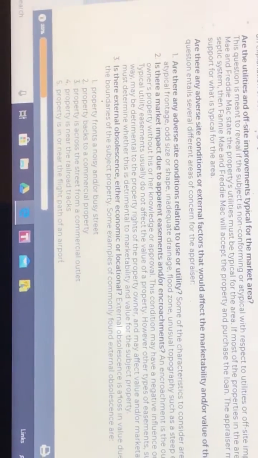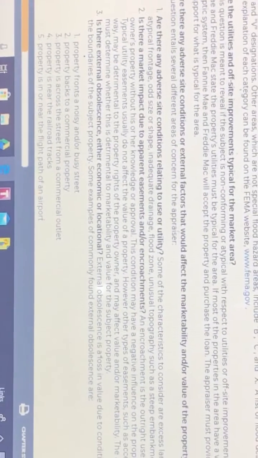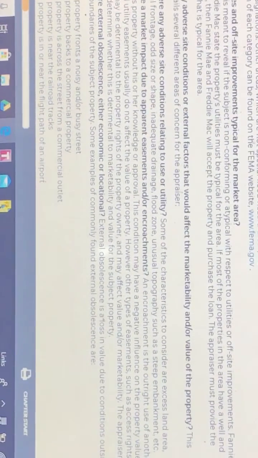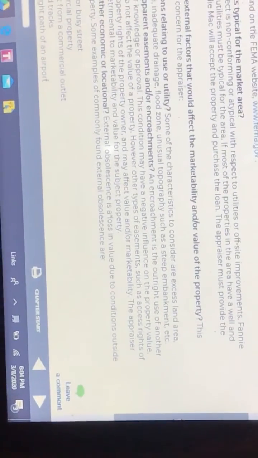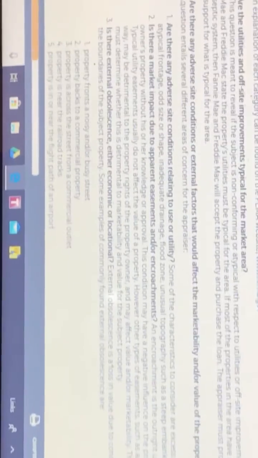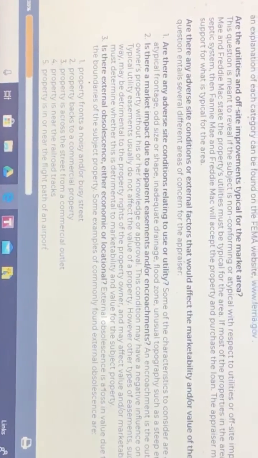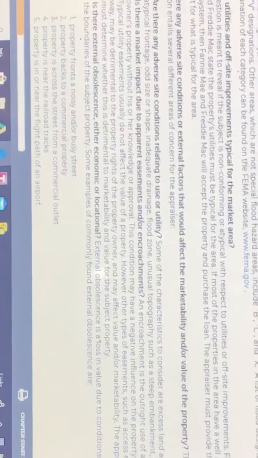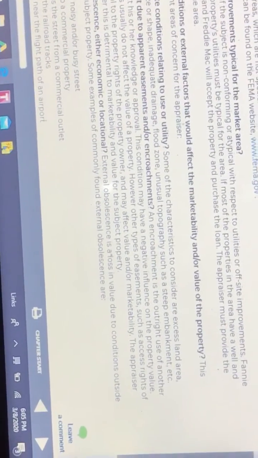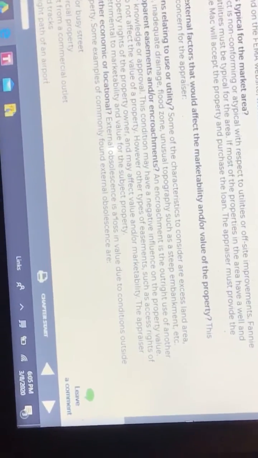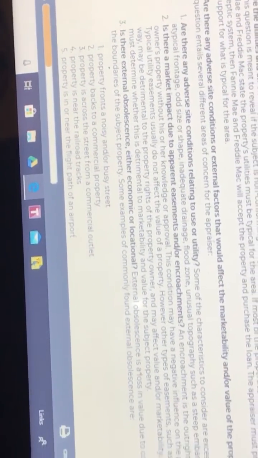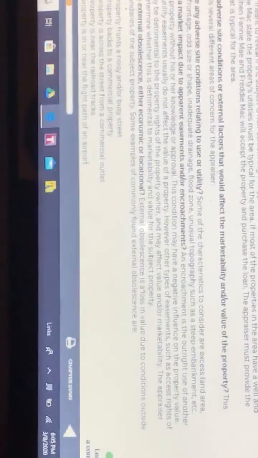Typical utility easements usually do not affect the value of a property. However, other types of easements, such as access rights of right of way, may be detrimental to the property rights of the property owner and may affect value and/or marketability. The appraiser must determine whether this is detrimental to marketability and value of the subject property.